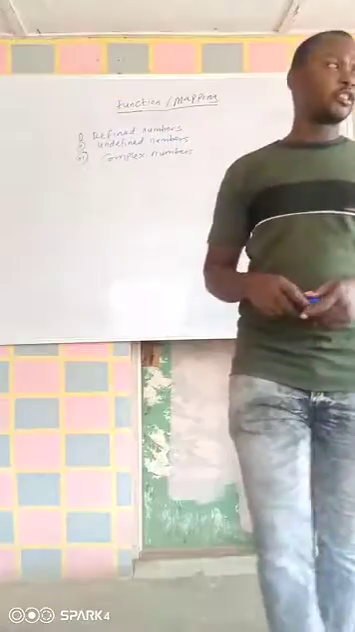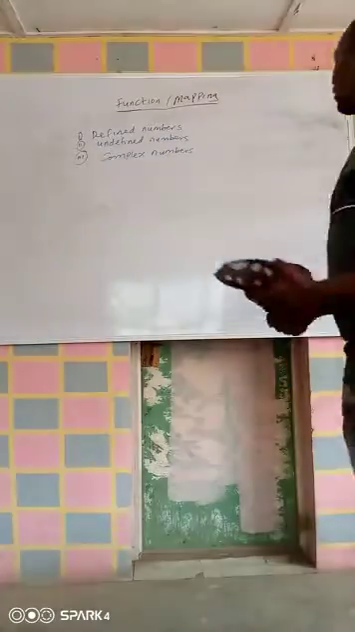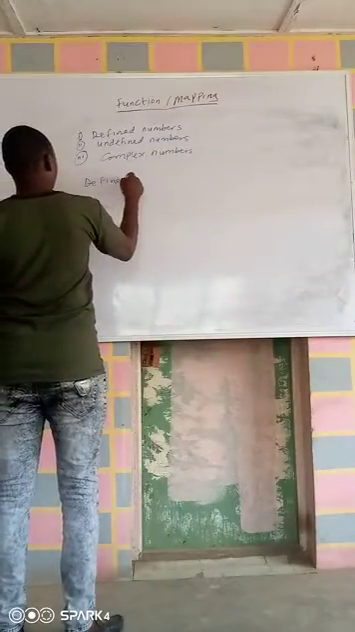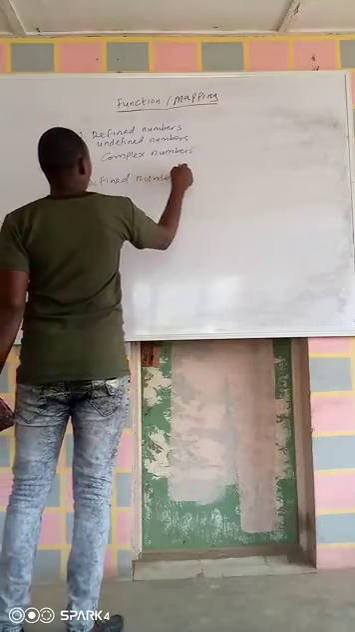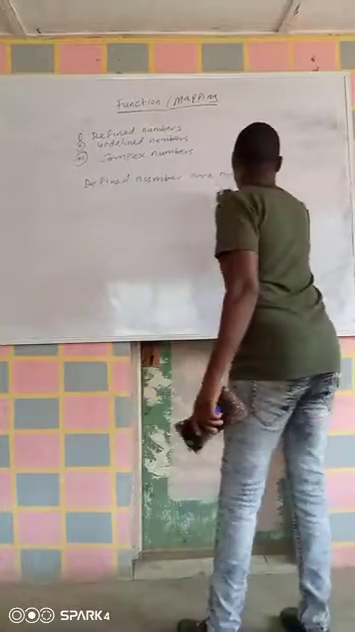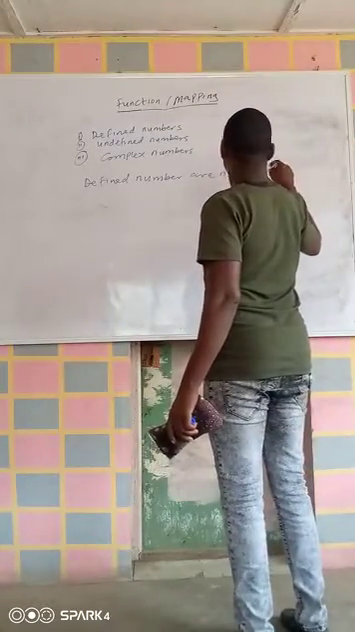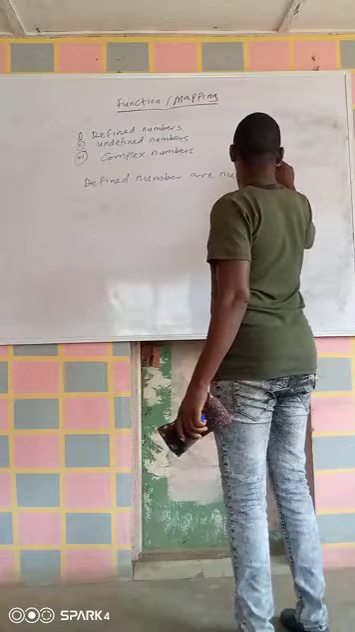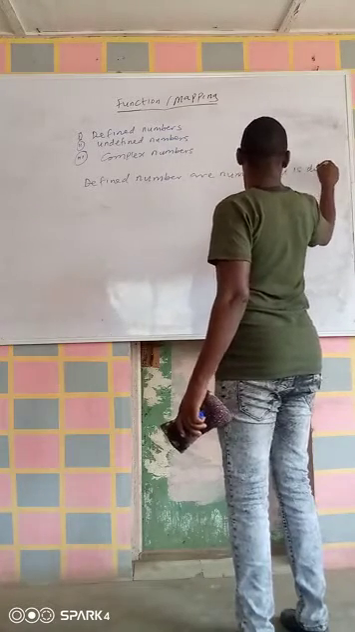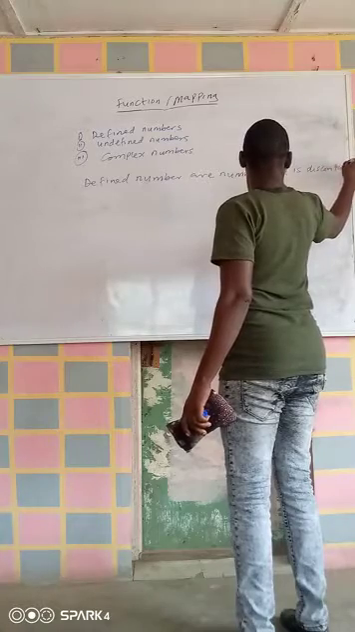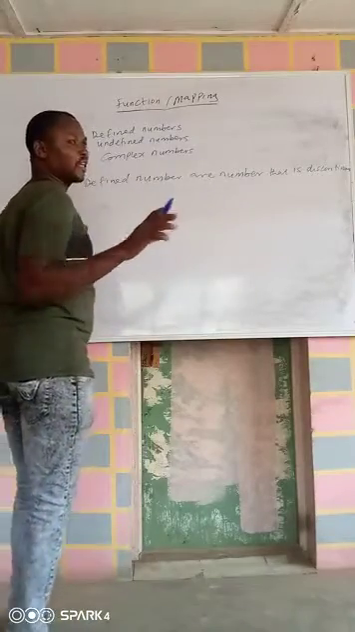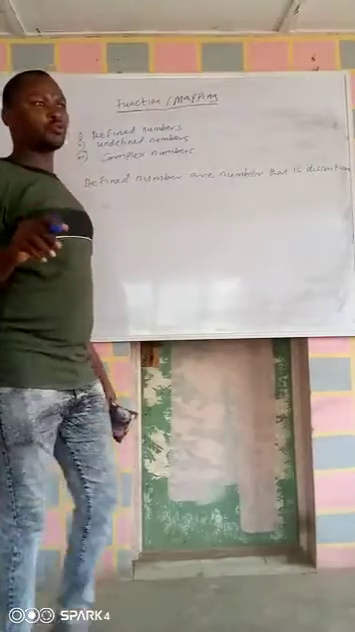Defined numbers are numbers that are discontinuous. Okay? So it has two conditions.